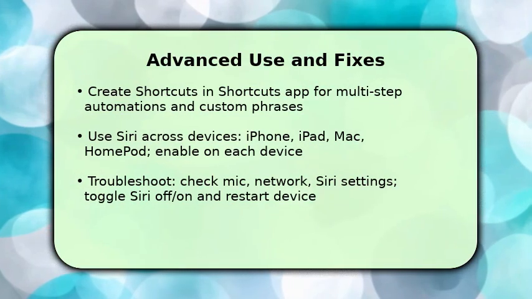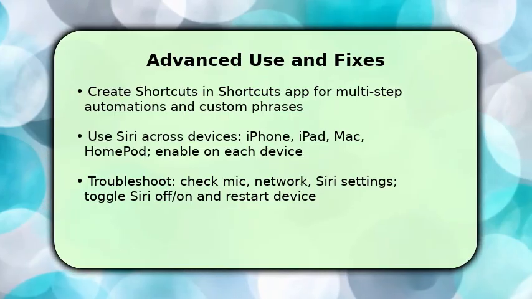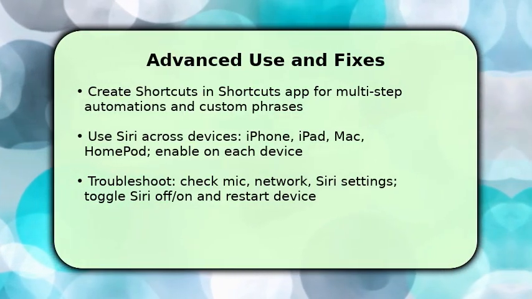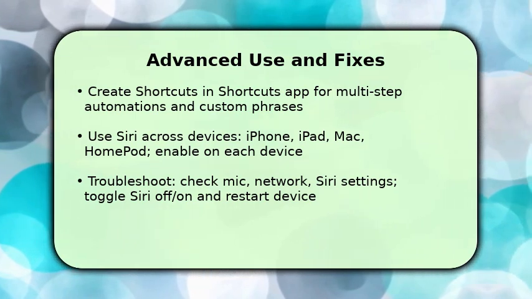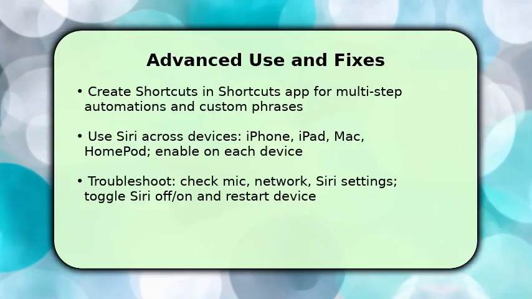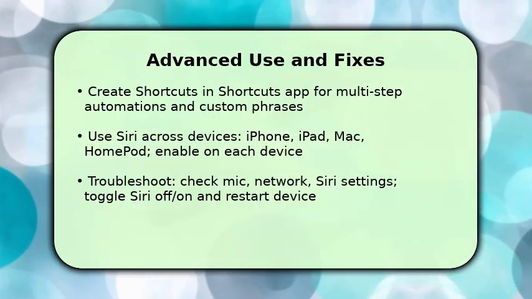Finish by expanding Siri with shortcuts and device integration. Build a shortcut for routines like commute to open Maps, play podcasts, and send ETA with one phrase. Make sure Siri is enabled on each device you use, iPhone, iPad, Mac, HomePod, so requests route correctly.